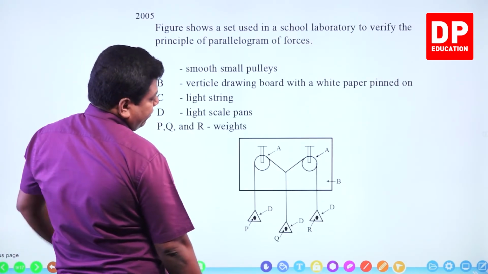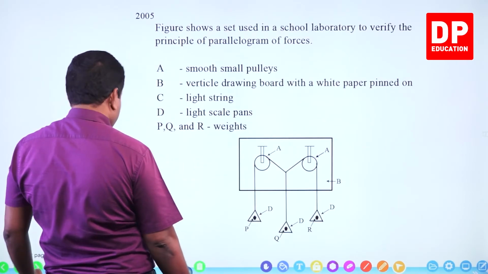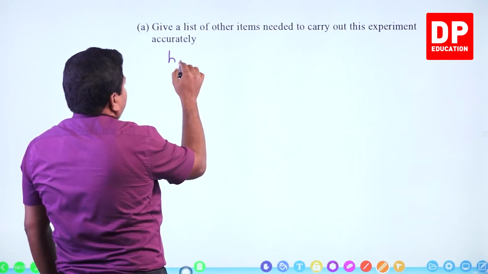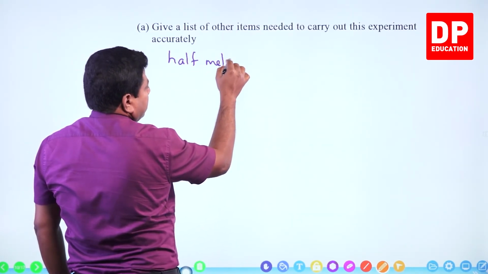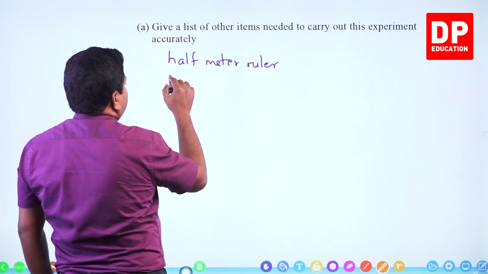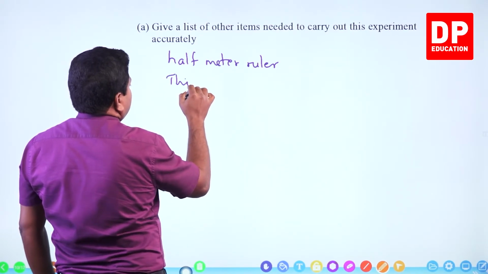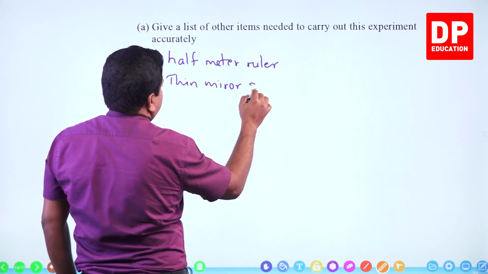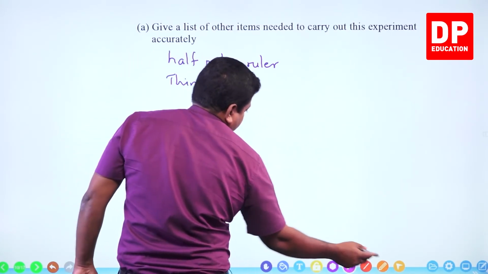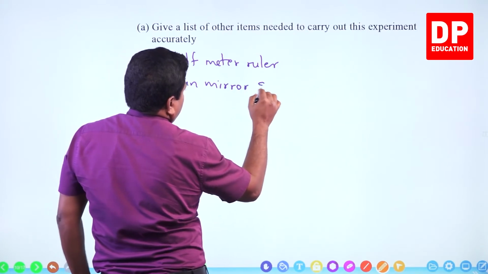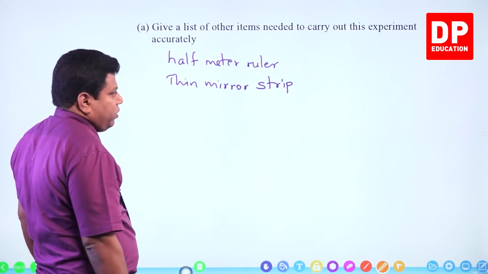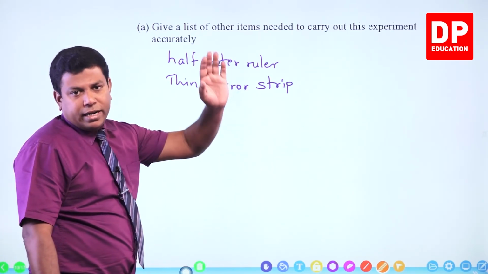What else do we need here? We need a half meter ruler or even a meter ruler. Then we need a glass strip or mirror strip, a thin mirror strip. I think that's enough for us. You know why we use mirror strip. If you don't write mirror strip, you can write a set square.